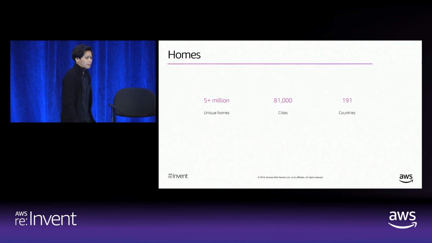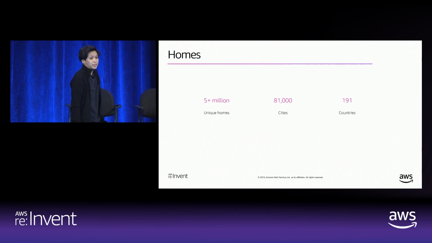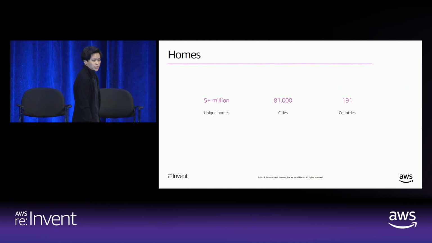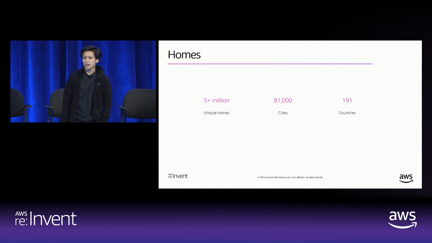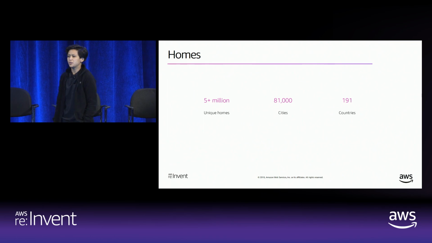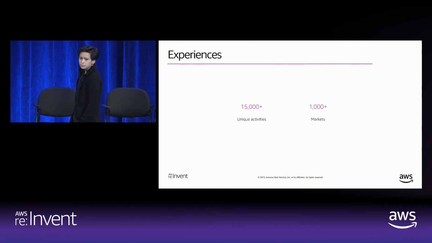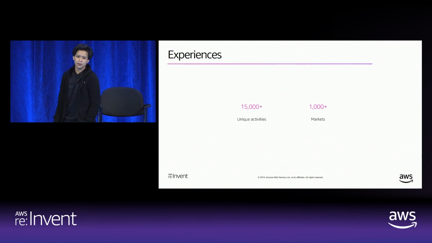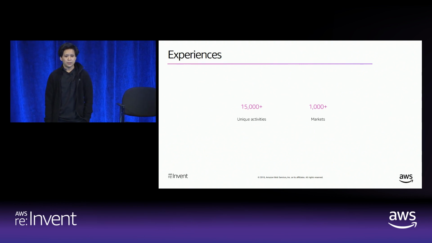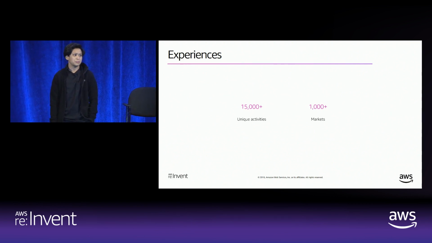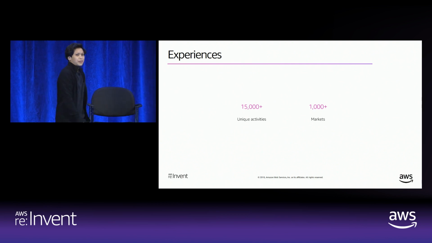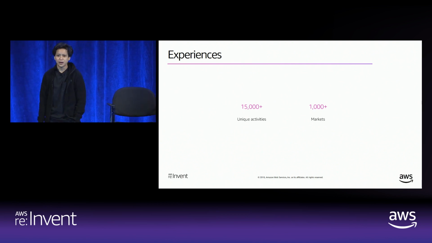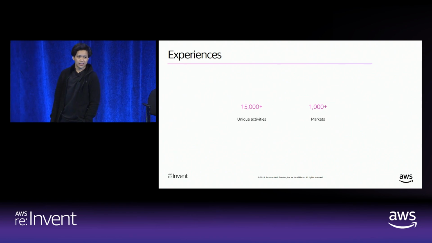Today on the platform, we have more than 5 million unique homes around the world in 81,000 cities and in 191 countries. We have more than 15,000 unique activities on experiences in more than 1,000 markets. So whether you like surfing or cooking or biking, you can find something you like.